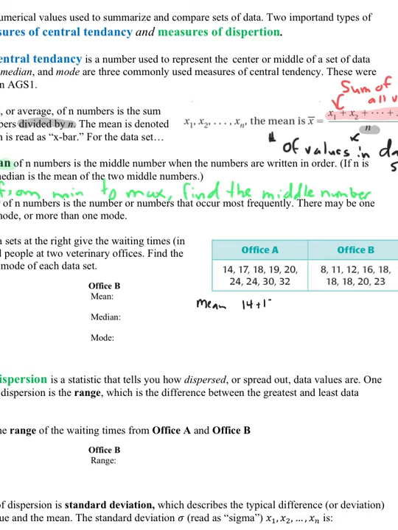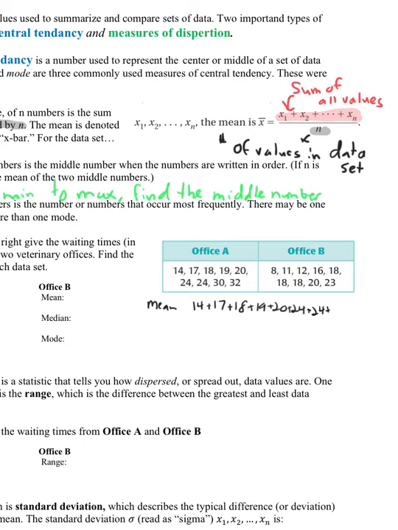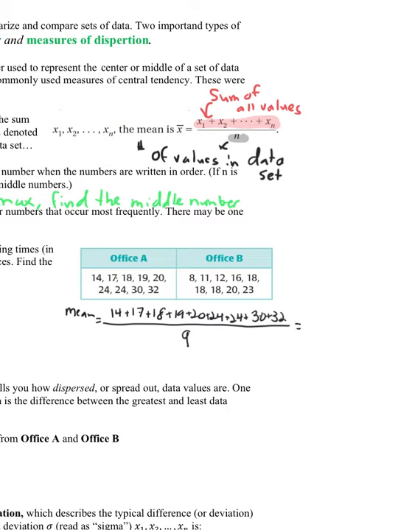We can say 14 plus 17 plus 18 plus 19 plus 20 plus 24 plus 24 plus 30 plus 32. I do this for a couple reasons. One is I want to make sure I got all the data points. So it should be 9 of them. 1, 2, 3, 4, 5, 6, 7, 8, 9. And then I can count it down here as well. 1, 2, 3, 4, 5, 6, 7, 8, 9. Perfect. So I've got them all written down. That's the first reason we want to write it down. And then second is we can add it all up and we'll get our sum at the very end when we add all of these numbers together. And we'll want to write down that sum divided by 9 before we actually do the division.